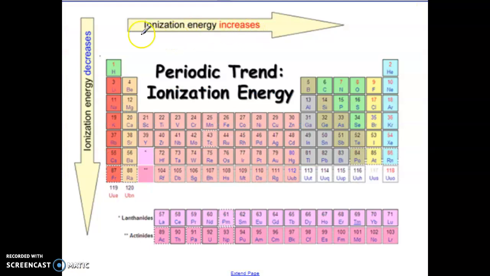So in general, here's our trend. As you go from left to right, the electron to be removed will become harder and harder to remove, so the ionization energy goes up and up and up. And as you go down a group, the amount of energy needed to remove an electron becomes less because you have more and more shielding happening, meaning the electrons are not being held onto the nucleus as tightly.